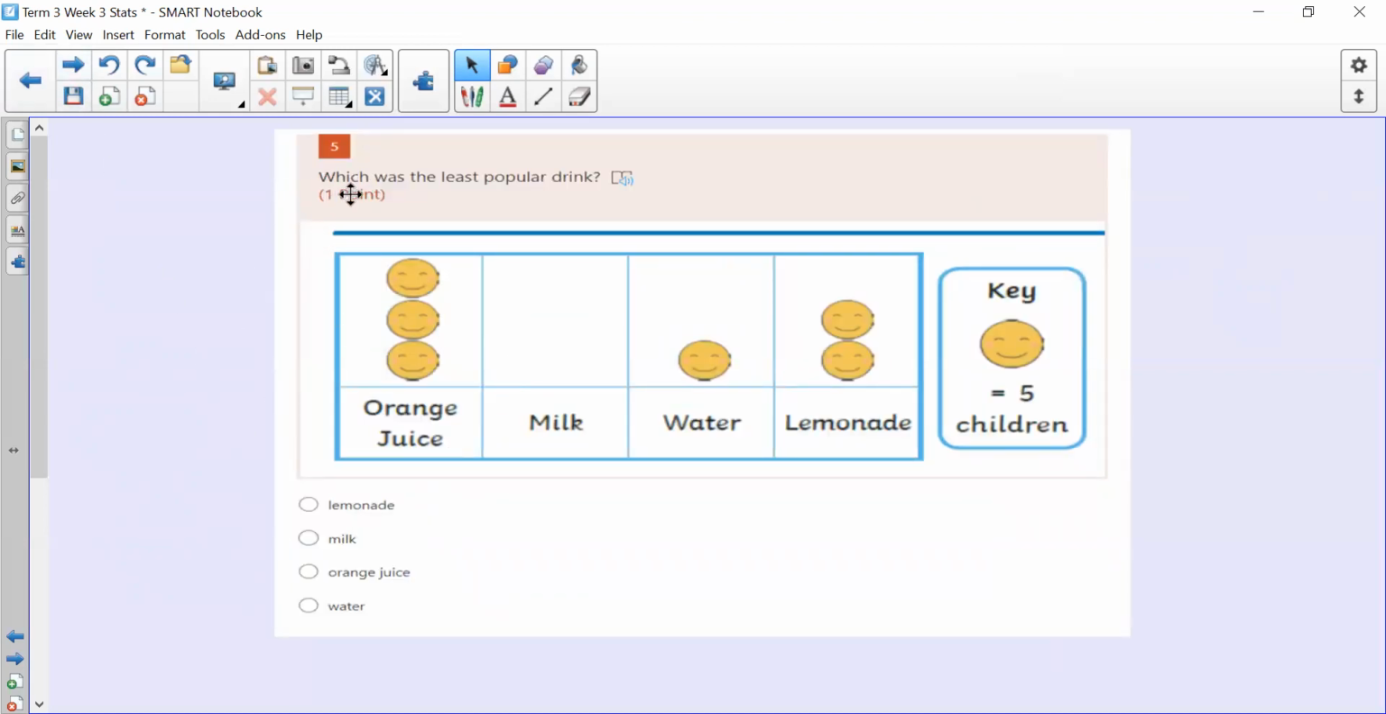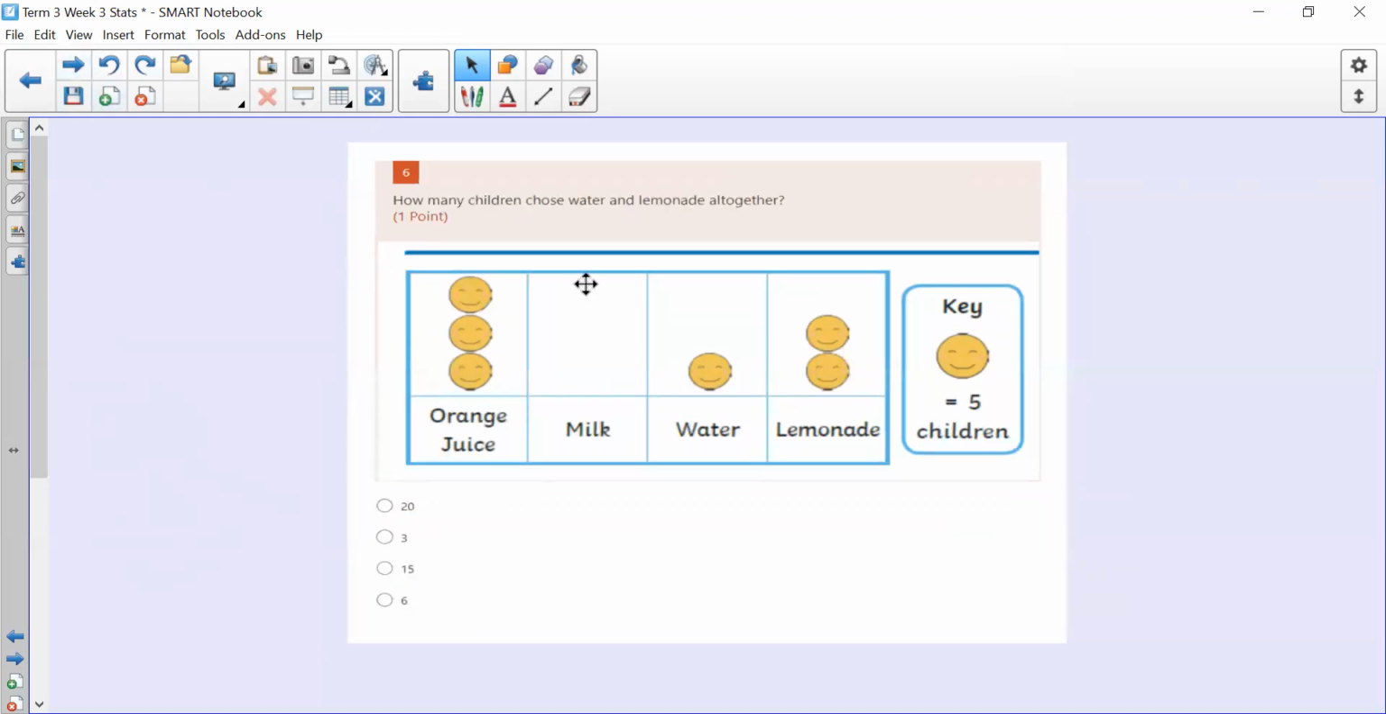Okay, a new pictogram now. Which was the least popular drink? Lemonade, milk, orange juice or water? Number 6, how many children chose water and lemonade all together? 20, 3, 15 or 6?